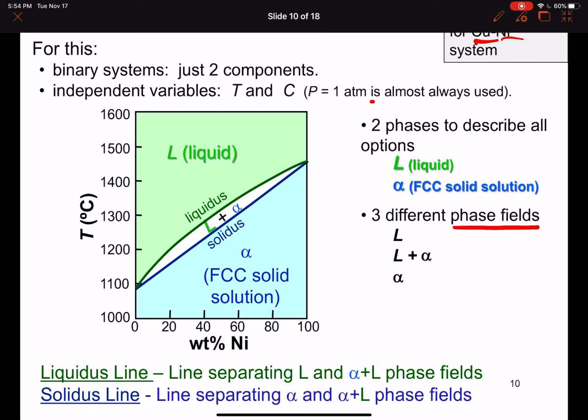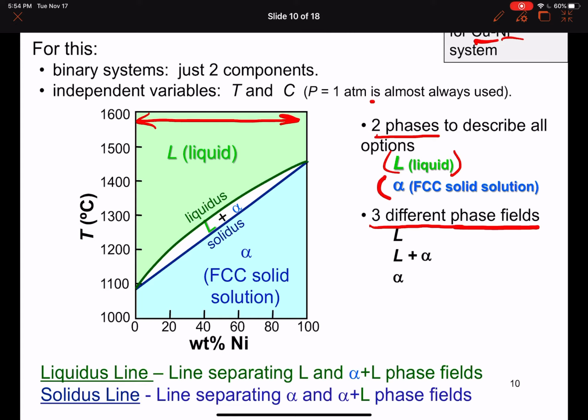We've also seen that these 3 phase fields are explained by 2 different types of phases. One is a liquid where we have molten metal, like we have up in the green territory here. And that molten metal can, in very high temperatures, exist across all compositional ranges of nickel in copper.